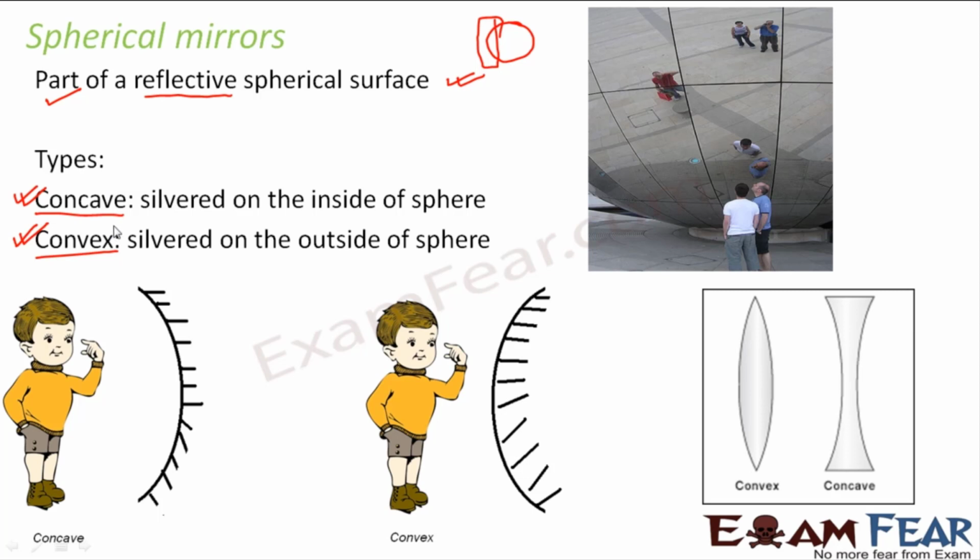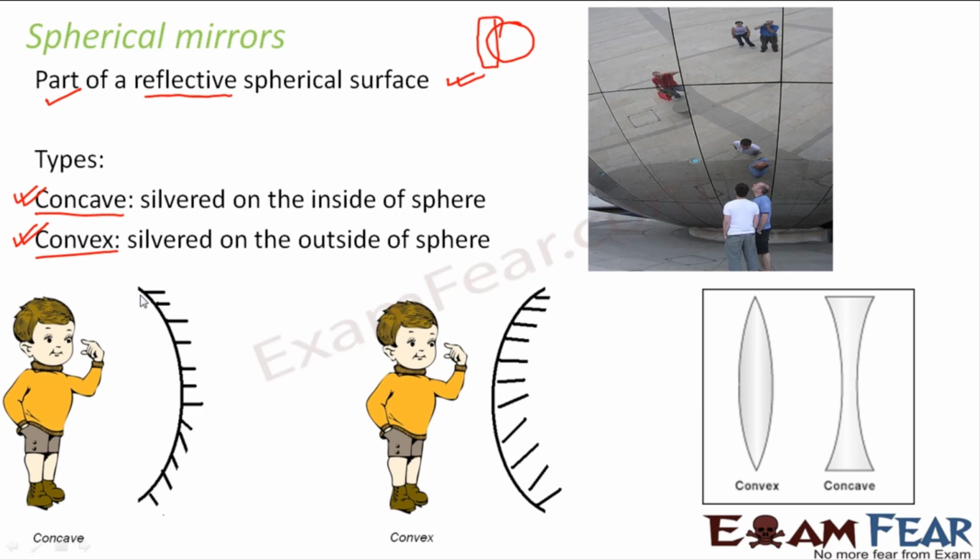So when I talk about a concave mirror, it is silvered on the inside of the sphere. That means if you see, this is my concave mirror. Which portion is called silvered? Silvered is the portion where the mirror actually is, in front of which you stand. For example, at your home, you have a mirror, right? When you place the mirror in front of you, the front part of the mirror where you can see your image is the silvered side of the mirror.